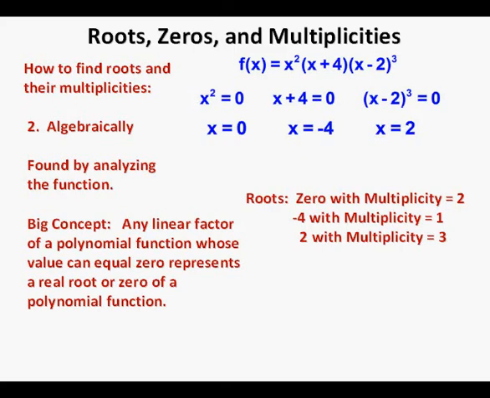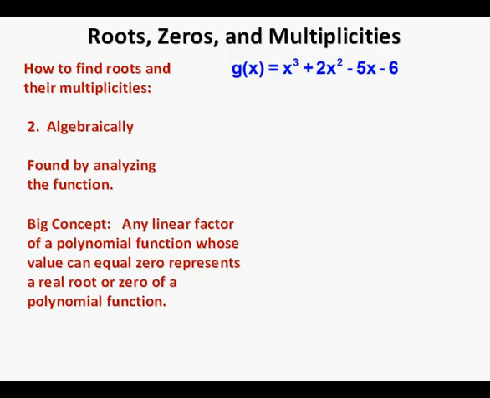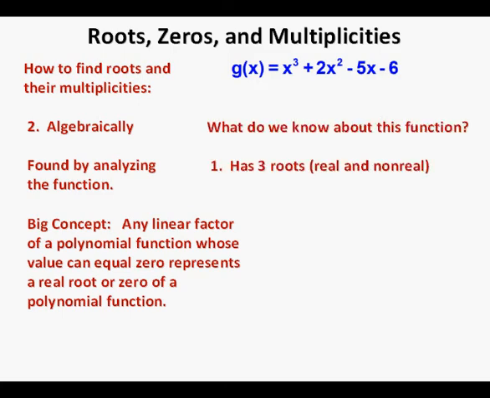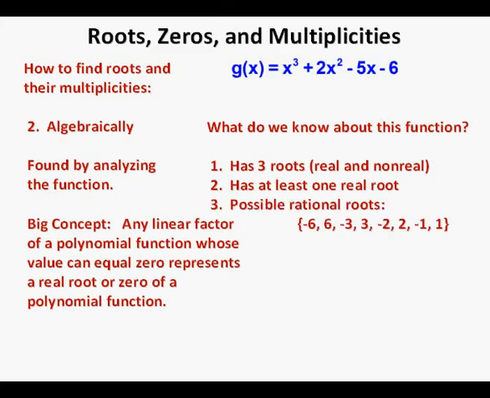Let's say that we have this function, g of x equals x cubed plus 2x squared minus 5x minus 6. What do we know about this function? We know that since the function is to the third power, it has 3 roots total, real and non-real. We also know that since it's an odd numbered degree function, there is at least one real root. The rational roots theorem, that we won't go into here in the interest of time, tells us that the possible rational roots are negative 6 and 6, negative 3 and 3, negative 2 and 2, and negative 1 and 1.